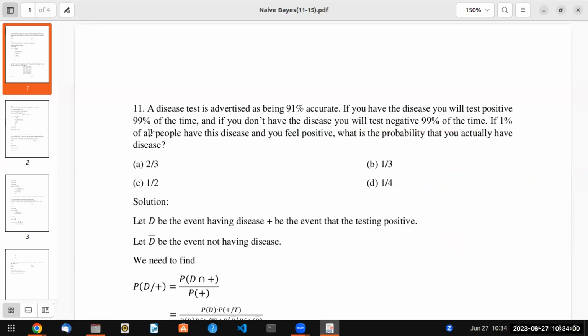Okay, now if this is done, I'm going to erase this part also. Now, if 1% of all people have this disease and you feel positive, that means what is given, guys? Tell me. Probability of what given what is 0.01? Probability of having the disease when you feel positive. This is given, isn't it? Guys, are you getting this from this sentence or not? Yes, sir.